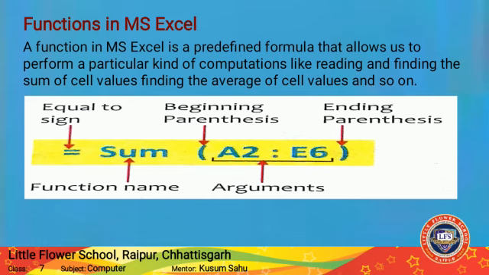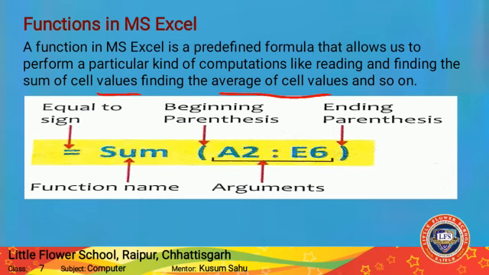A function in MS Excel is a predefined formula that allows us to perform a particular kind of calculation, like finding the sum of cell values and finding the average of cell values. Means this is the method which calculates the sum of the whole cell range and the average of the whole cell range. Means this is mainly used to find the average. Means you have a list of 5 students. If you have to calculate the average percentage of marks, we can use this formula.